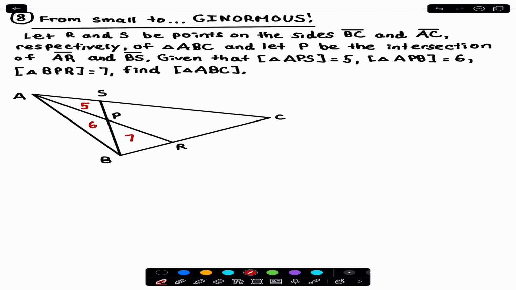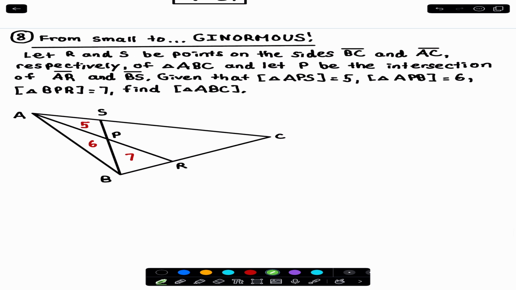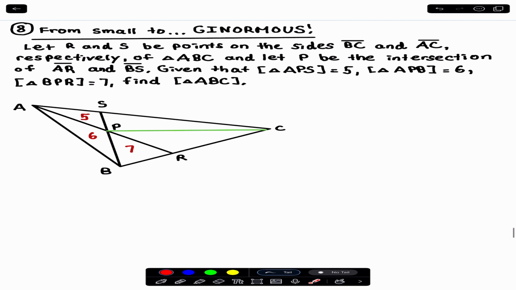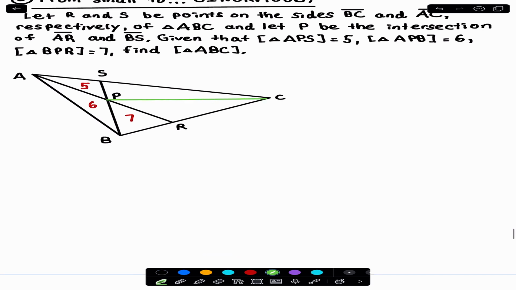So our first step, I did not put it as a tip here because you won't always be told this. This is just something that you're going to have to get through practice. Let's add a line. This way we make some triangles. You don't want to be stuck in that weird quadrilateral shape from before. So let's make our life easier and add some triangles so we can use what we know.